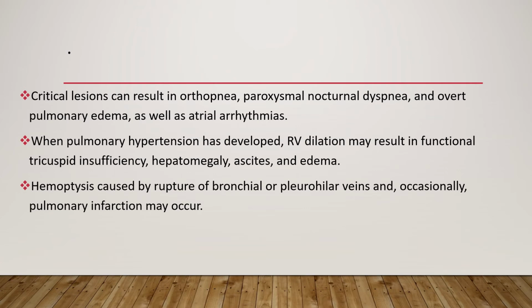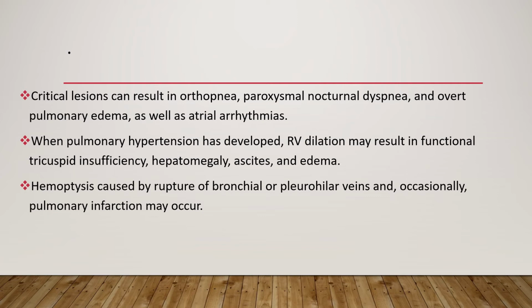When we see the clinical manifestations of mitral stenosis, generally the correlation between the symptoms and the severity of the obstruction is good. The more severe the obstruction, the more the patient becomes symptomatic. Patients with mild stenosis are asymptomatic, whereas more severe degrees of obstruction are associated with exercise intolerance and dyspnea. Critical lesions can result in orthopnea, paroxysmal nocturnal dyspnea, overt pulmonary edema, as well as atrial arrhythmia.